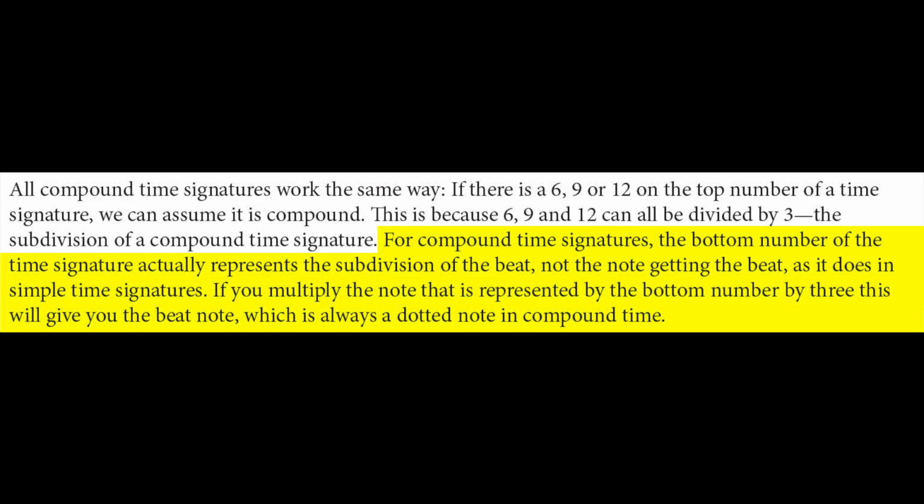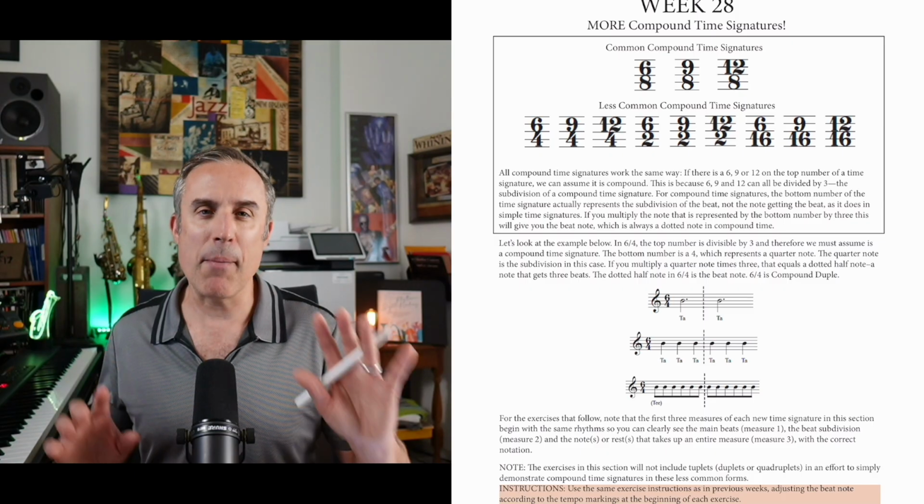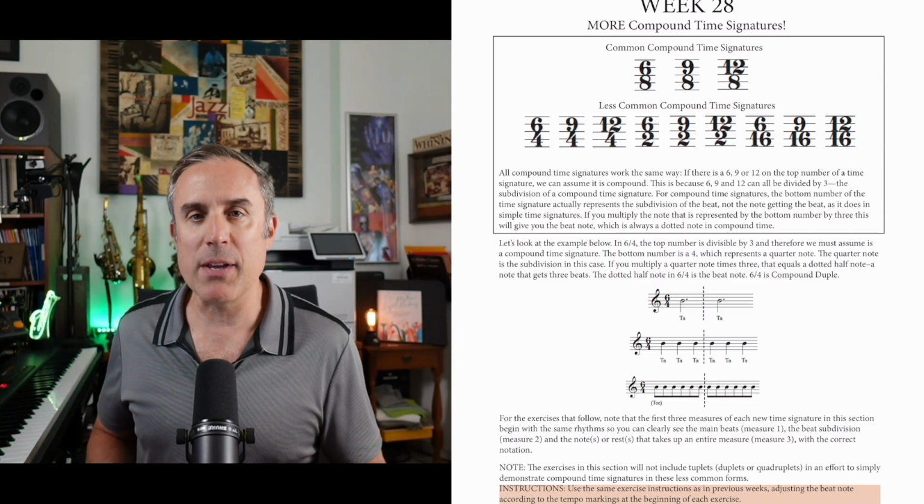Let's look at the third sentence in this paragraph inside the box, because this explains it really well. For compound time signatures, the bottom number of the time signature actually represents the subdivision of the beat or the pulse, not the note getting the beat as it does in simple time signatures. If you multiply the note that is represented by the bottom number by 3, this will give you the beat note, which is always a dotted note in compound time signatures. So that may be confusing. Let's break it down. Let me explain.